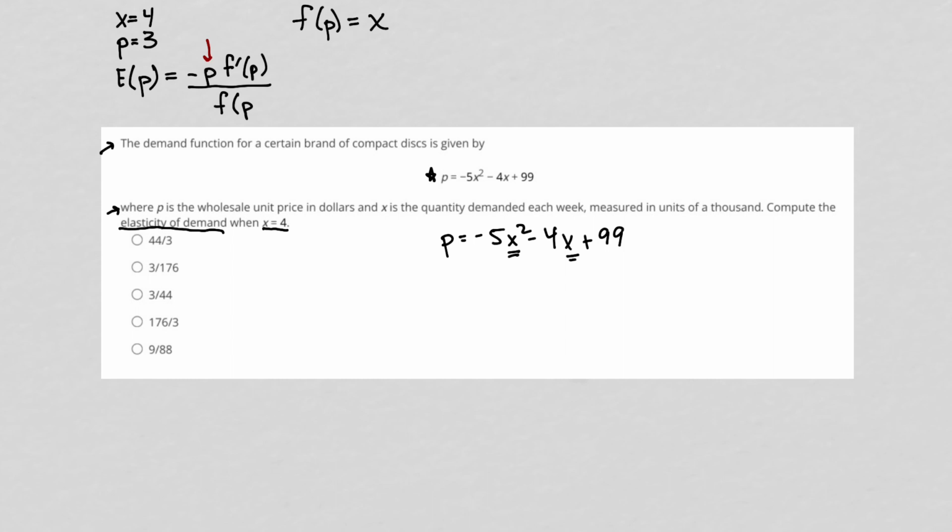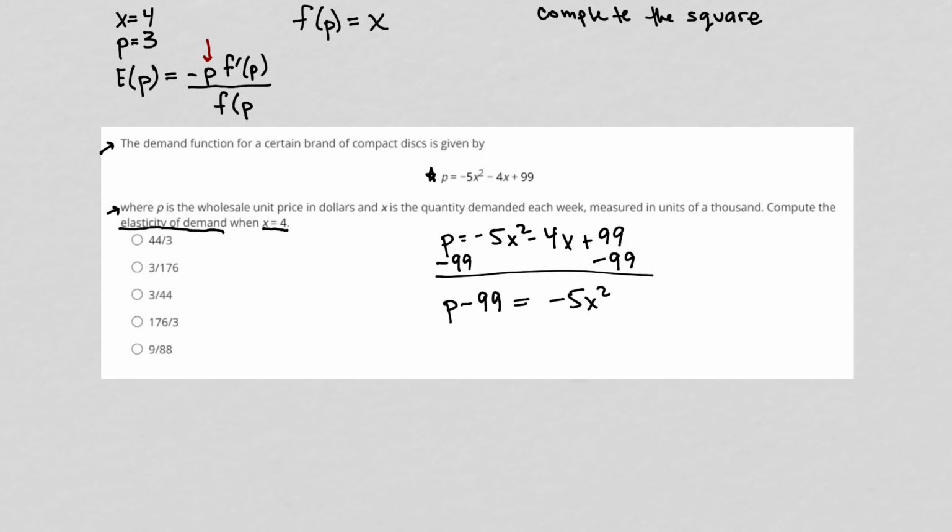So completing the square is a process for factoring a trinomial when you can't factor it in any other way, basically. The first step to completing the square, so I won't write out the steps, I'll just do them, but it might be good for you to write the steps out as I do them. The first step here is I'm going to move this 99 to the other side. So now I have P minus 99 equals negative 5x squared minus 4x.